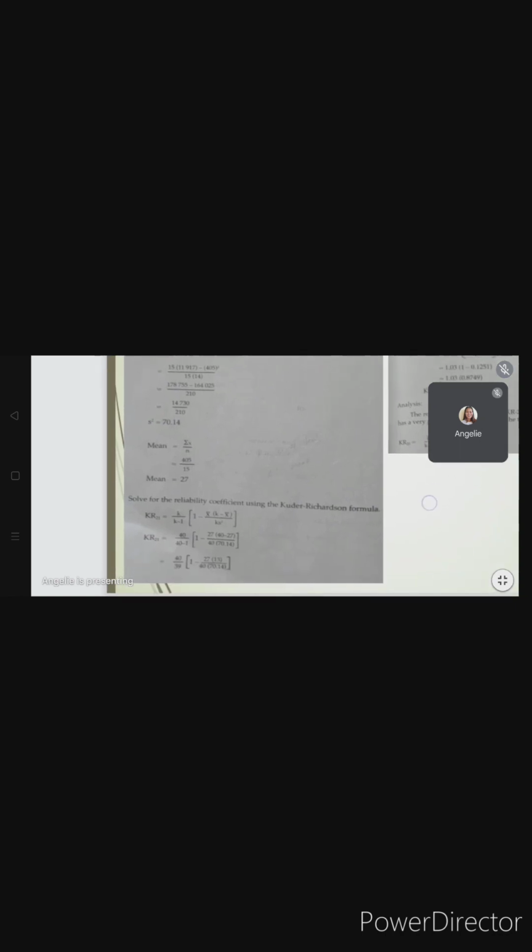178,755 minus 164,025 is equal to 14,730 over 210. So in dividing it, we will have the variance of the total score, or the S squared, equal to 70.14. We can see here the 70.14. Then in computing the mean, we have the summation of x over n. So our summation of x, which is 405, and the n is 15, divided is equal to 27. So we have our mean, which is 27.